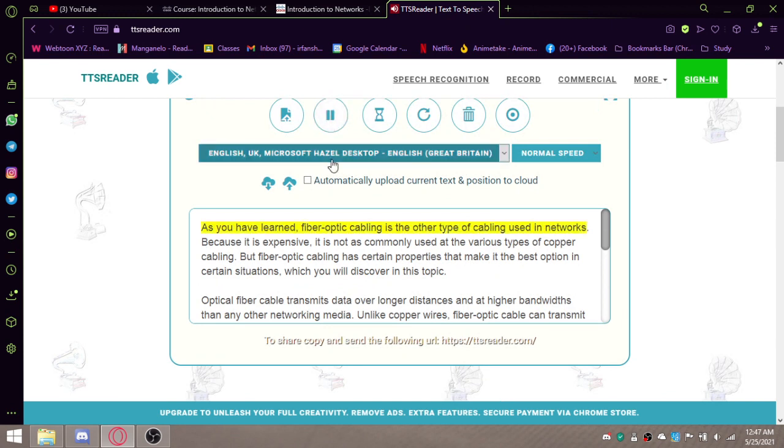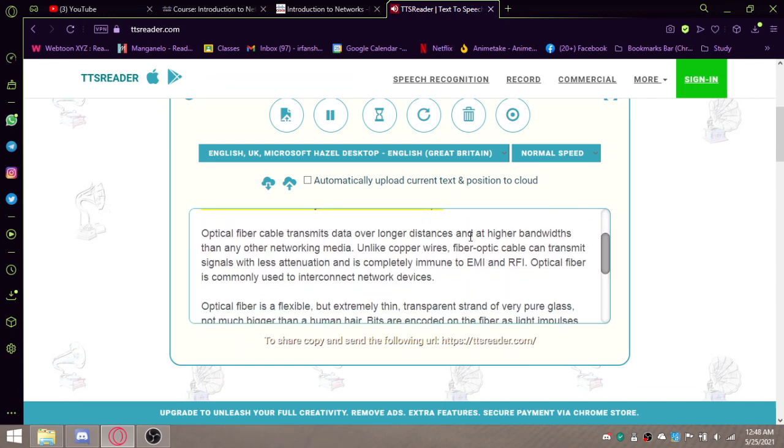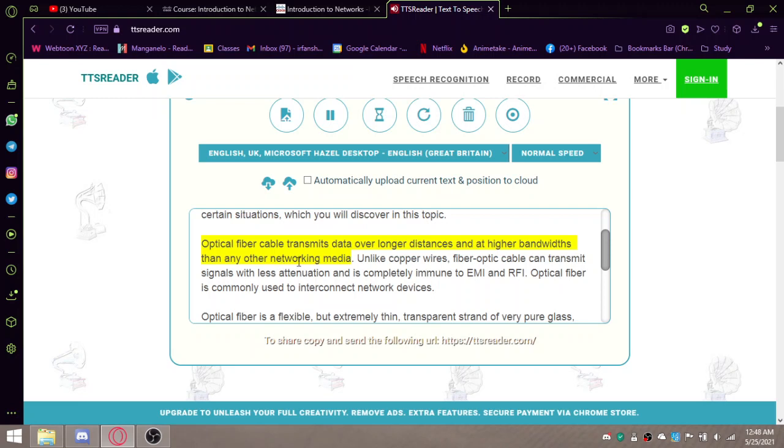Mana kita dengar Ustaz? As you have learned, fiber optic cabling is the other type of cabling used in networks. Because it is expensive, it is not as commonly used as the various types of copper cabling. Sebab mahal, okay. But fiber optic cabling has certain properties that make it the best option in certain situations, which you will discover in this topic. Optical fiber cable transmits data over longer distances and at higher bandwidths than any other networking media. Okay, faham. Unlike copper wires, fiber optic cable can transmit signals with less attenuation and is completely immune to EMI and RFI. Yelah lampu kan?